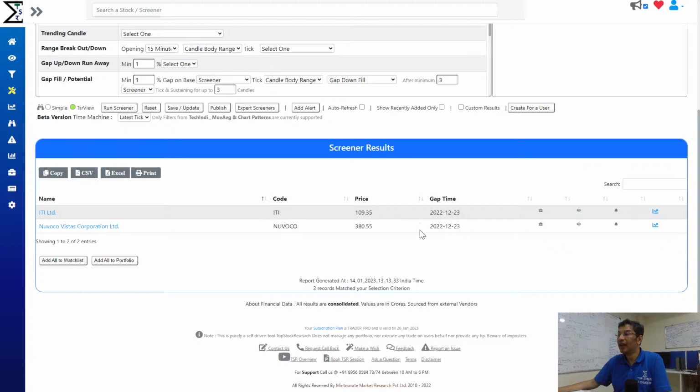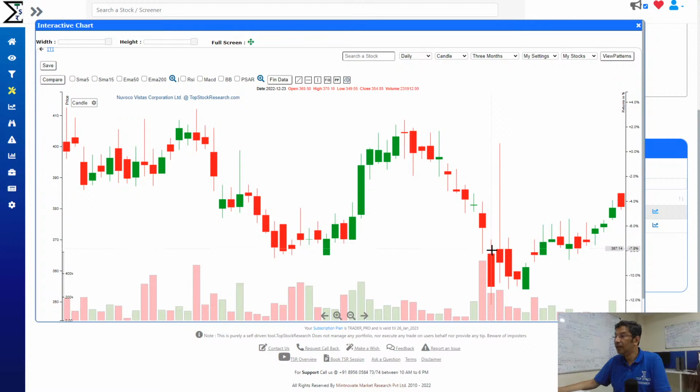So when you look at it, the gap down was on 23rd of December, right? So on 23rd of December, there was a gap down and it actually got filled, right? So when the gap gets filled, it has a tendency to move in that particular direction. So all those news, noise, which was there, actually got over and it's moving in the other direction.